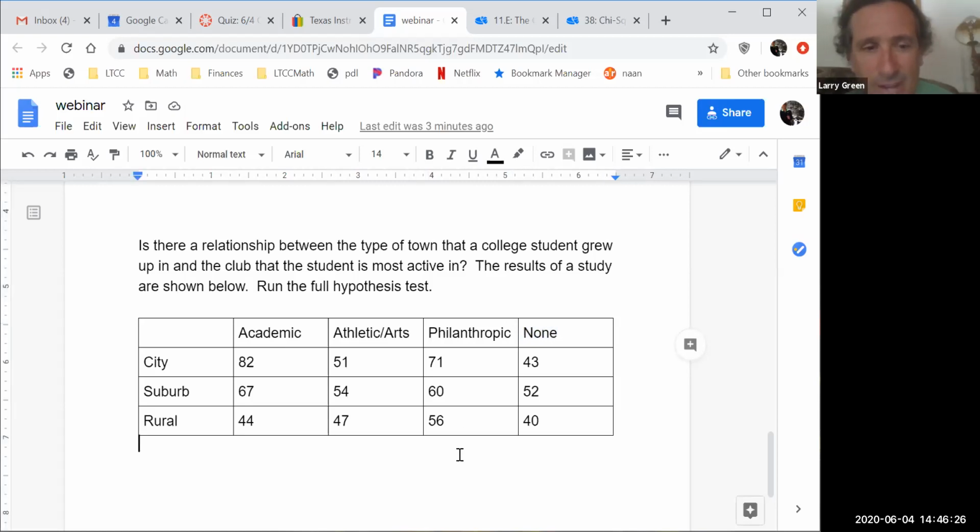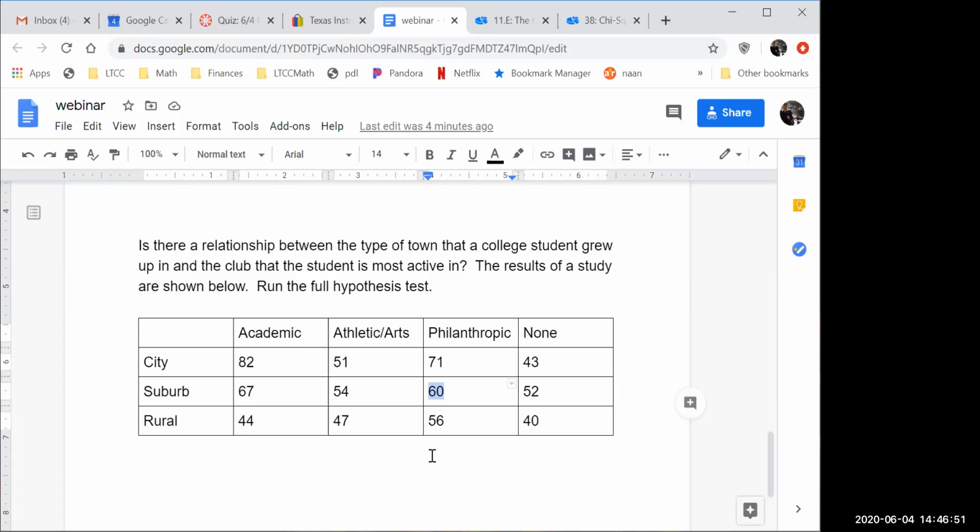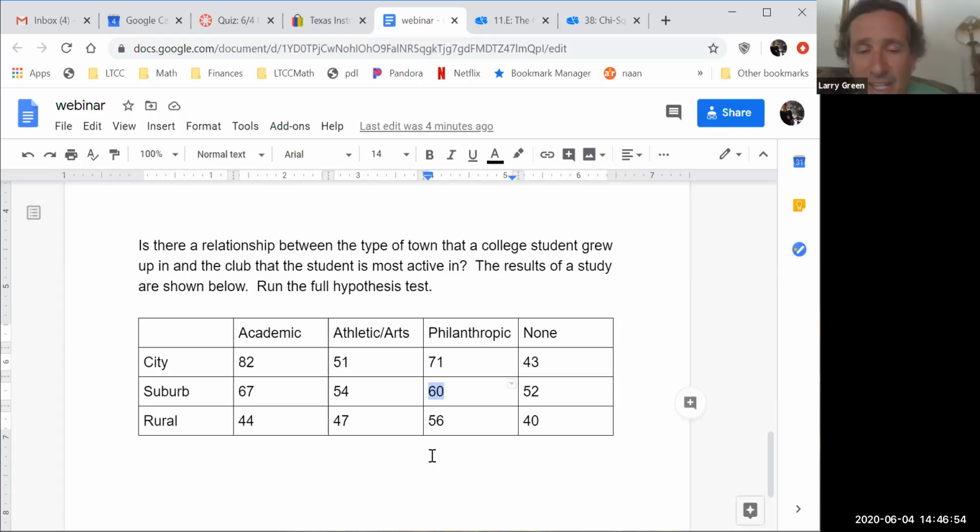And what I've got for you is the results of a survey. And we have seen these tables before in chapter 3. But again, chapter 3 was a long time ago, right? So what does it mean, say, for example, this 60? What does that 60 mean for this table? Suburb and philanthropic. Yeah, so in particular, it means from the survey, 60 people are from the suburbs and enter a philanthropic club. Does that make sense?